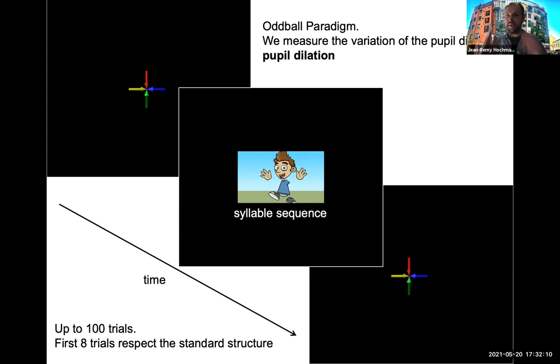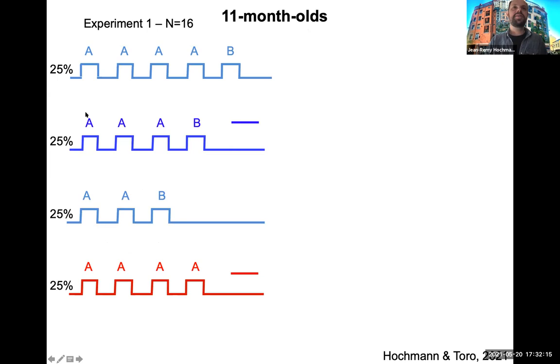Most of the time, the sequences will have a common structure, which is a sequence of same syllables ending with a different syllable. The number of syllables varies, but the structure is always that the last syllable is different. So they might hear lo, lo, lo, lo, ra, or mi, mi, mi, fu, or se, se, ga. And once in a while, in 25% of trials, we're going to violate that structure by having no different syllables.